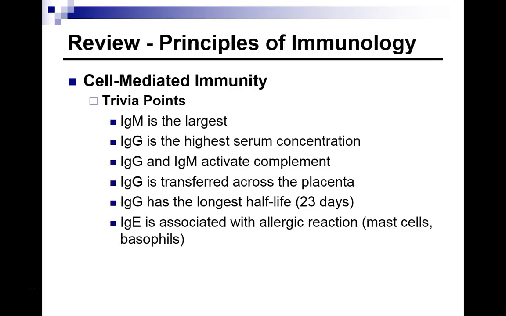A few trivia points that you may want to keep in mind about cell-mediated immunity. IgM is the largest antibody. IgG is found in the highest serum concentration. Both IgM and IgG are responsible for activating complement. IgG is the antibody that is transferred across the placenta, and it also has the longest half-life of 23 days. And IgE is the antibody most likely to be associated with an allergic reaction, as it is secreted from mast cells and basophils.